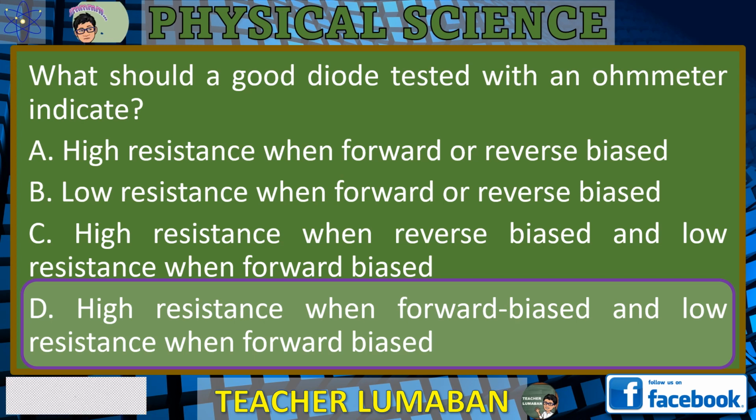So, a good diode should display high resistance when reverse biased and low resistance when forward biased, indicating that it is functioning as intended.